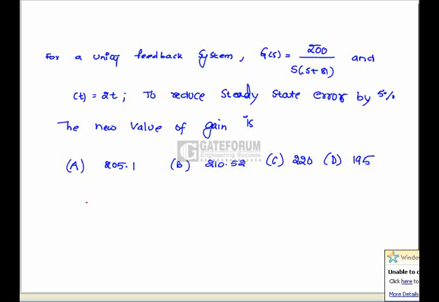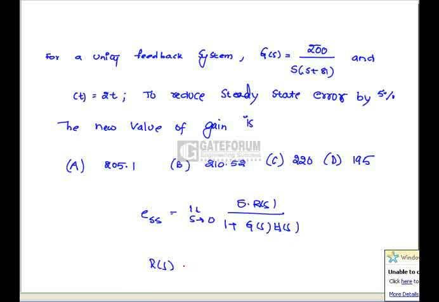For a unity feedback system, G(s) = 200 / (s(s+8)) and r(t) = 2t. To reduce the steady state error by 5%, the new value of gain is... We know the steady state error e_ss is given as limit s tends to 0 of s R(s) / (1 + G(s)H(s)).